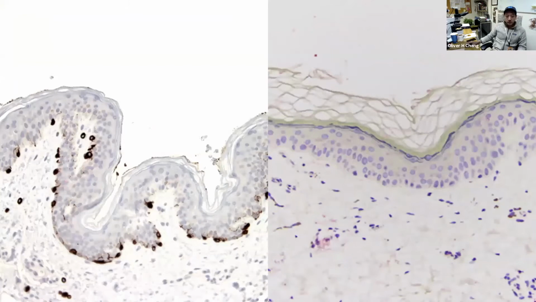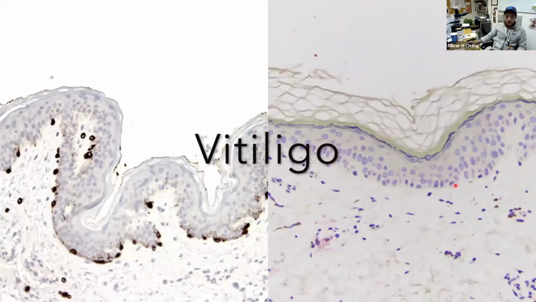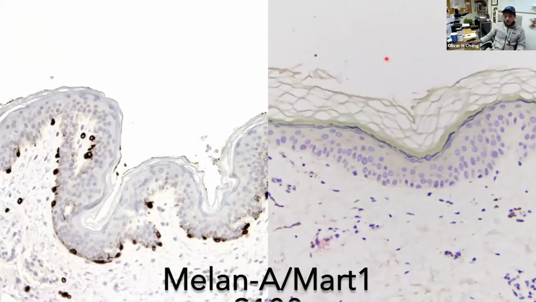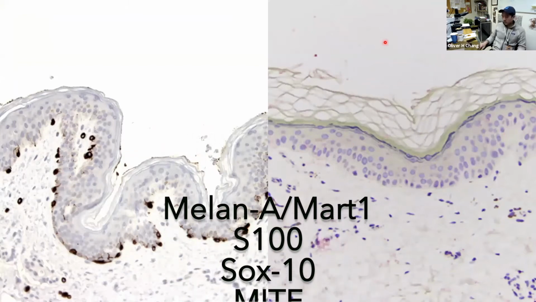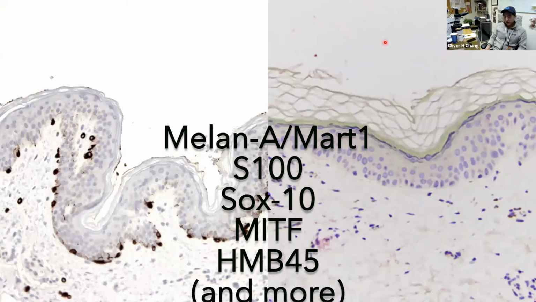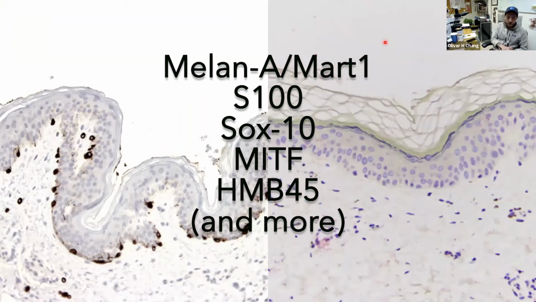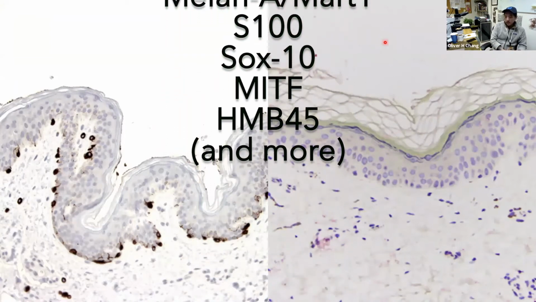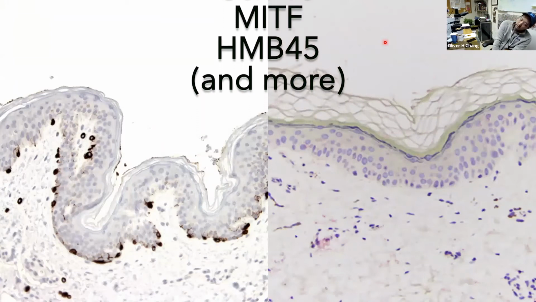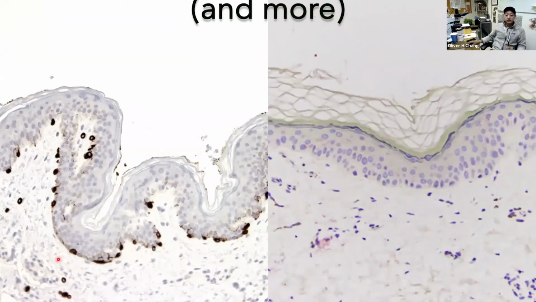Okay, on the left here, it looks like it's maybe a MART1 or MELANA, and on the right, there are no melanocytes anywhere here. There's a lot of other IHC that will get melanocytes because of their neural crest derivation. You can get neural markers, S100, SOX10, MITF, HMB45.